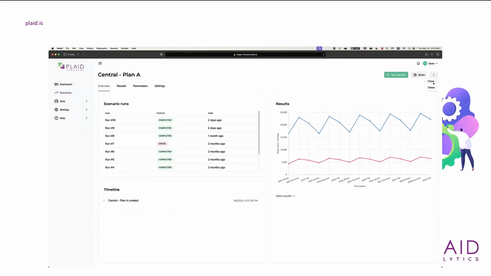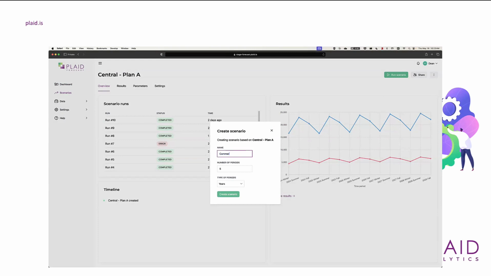What I'm going to do here is clone this scenario, and I'm going to call this commerce growth. And I'm going to make 5 years worth of forecast. I could choose another number if I so chose. And I'm going to hit create scenario.